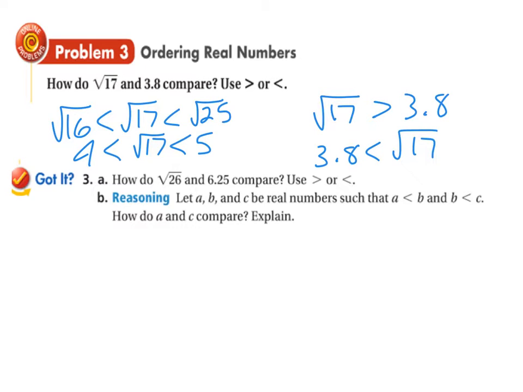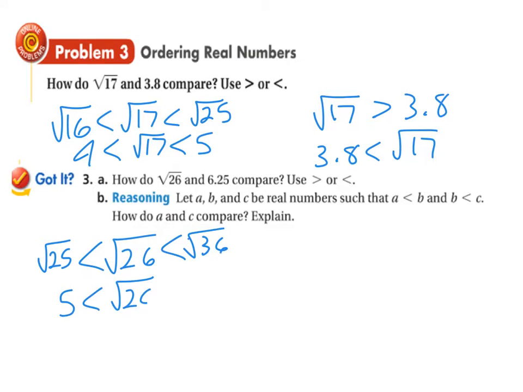We do the same thing for the square root of 26 and 6.25. So the square root of 26 would be greater than the square root of 25, less than the square root of 36. So that puts it between 5 and 6, and again I can tell it's actually closer to 5 than to 6, so certainly the square root of 26 would be less than 6.25.